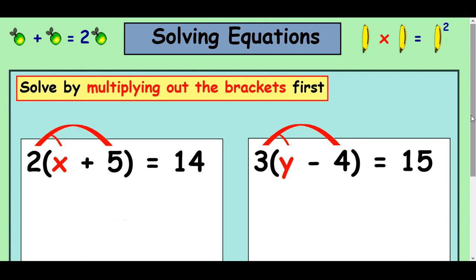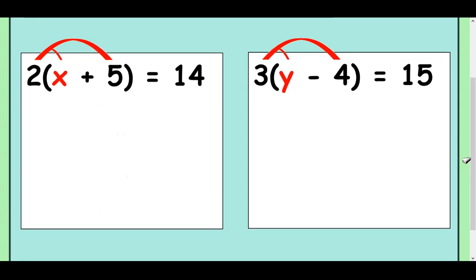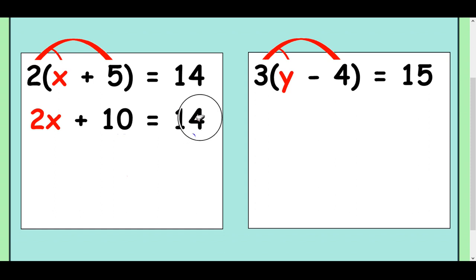So you have to use that technique in order to solve these equations first. Before doing any balancing, anything like that, we want to multiply our brackets out. So in the first case here, we've got 2 times x, which is just 2x, plus 2 times 5, which is 10. And nothing's happening over to the 14, so we'll just leave that as it is. Now we can use the balancing idea that we did previously to work this out.